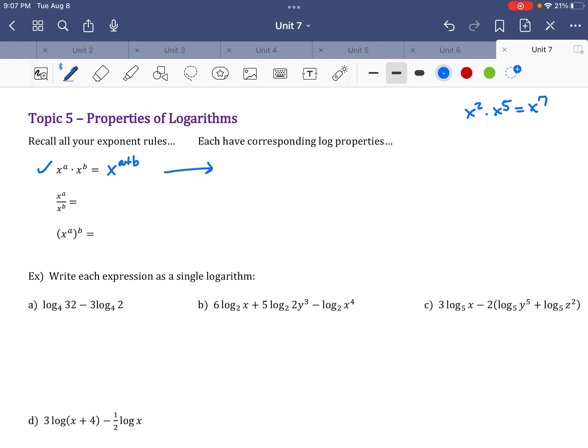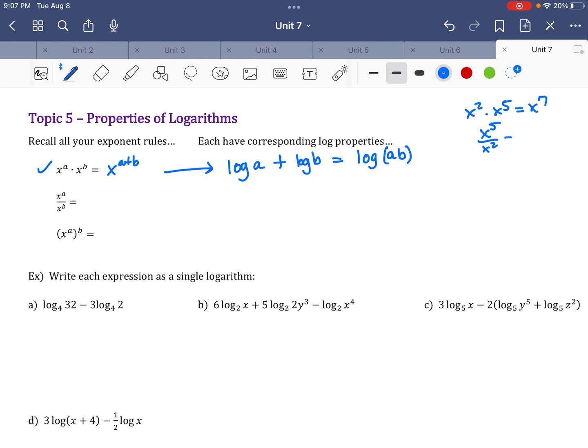So the logs have a corresponding rule. You have to remember that addition and multiplication are tied together. So when you see the log of an item plus the log of another item, addition is multiplication. Multiplication is addition. So this can condense into one log, and you just take those two items, A and B, and multiply them.